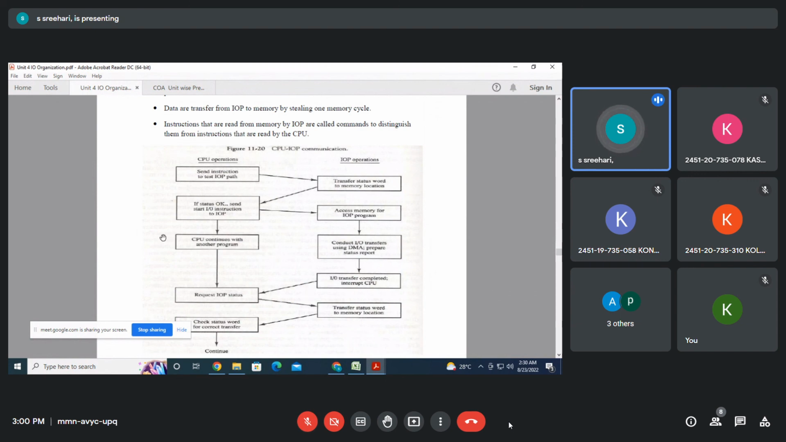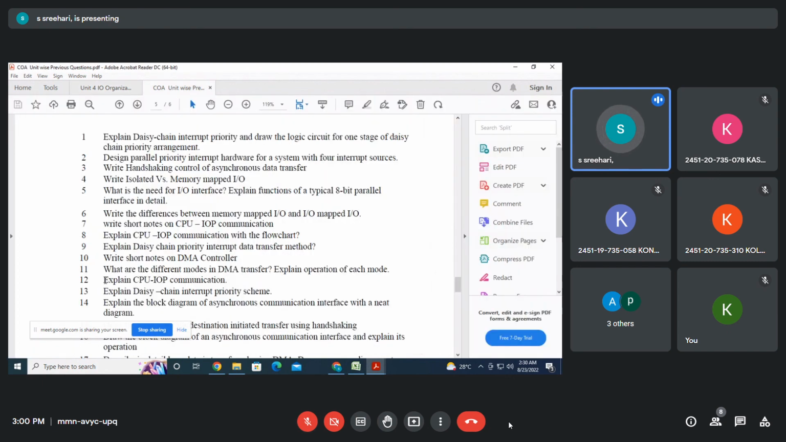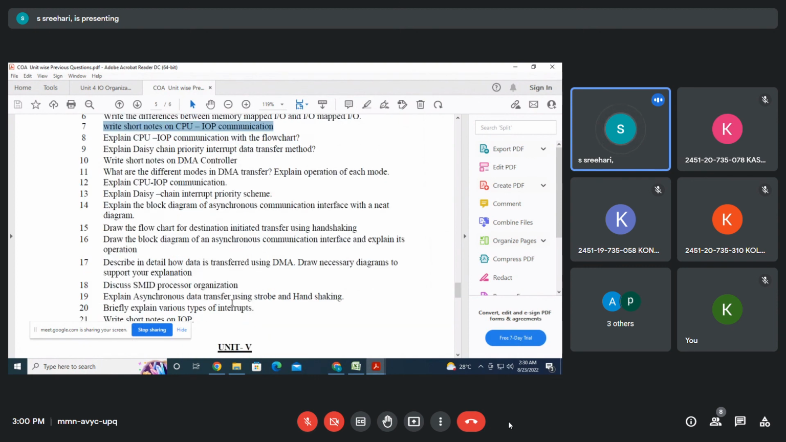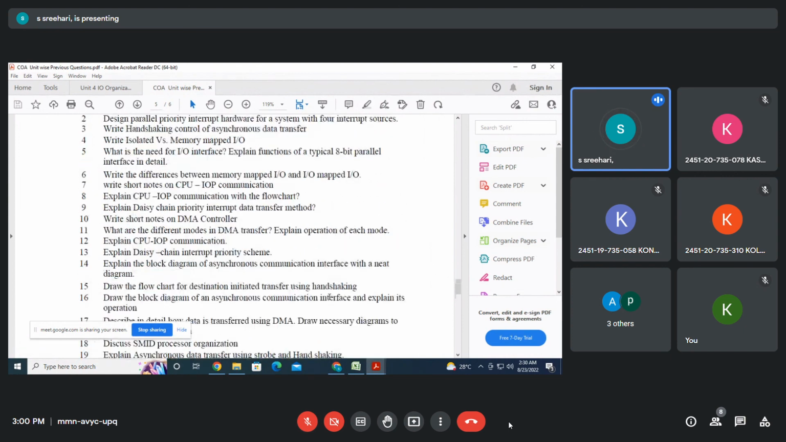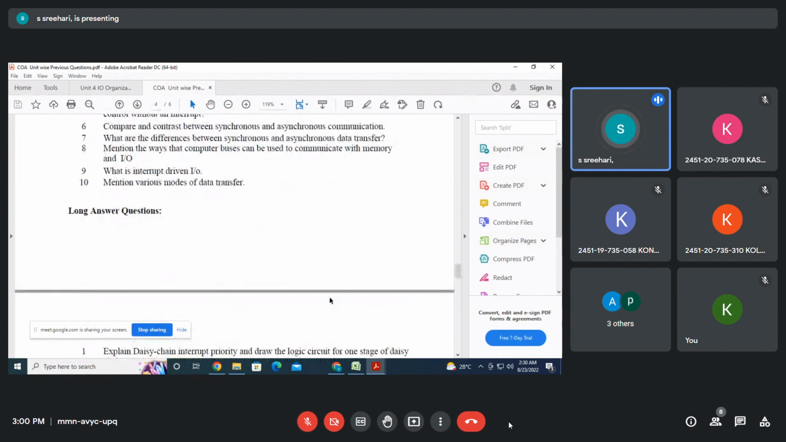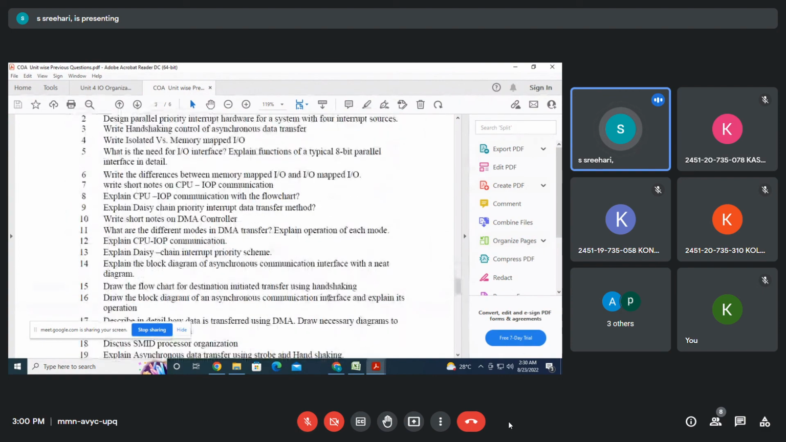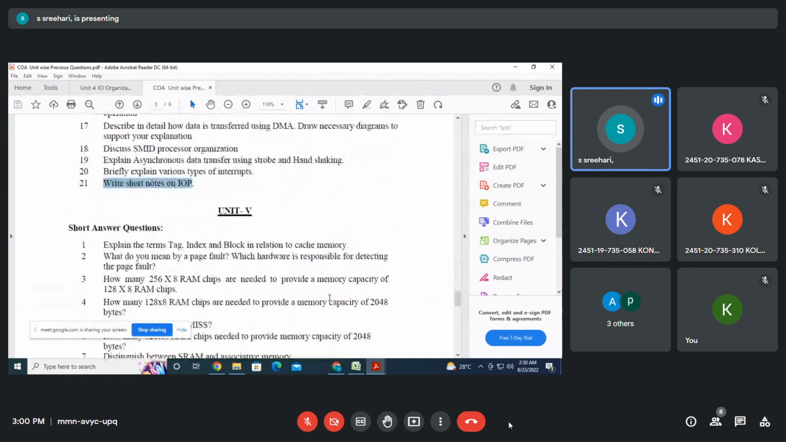So this is another important question in the fourth unit: CPU IOP communication. Explain CPU IOP communication. Write short notes on CPU IOP communication, right? Like that, write short notes on the IOP process, which is the input output processor. Like that, we have DMA and CPU IOP communication, right? So this is the fourth unit.